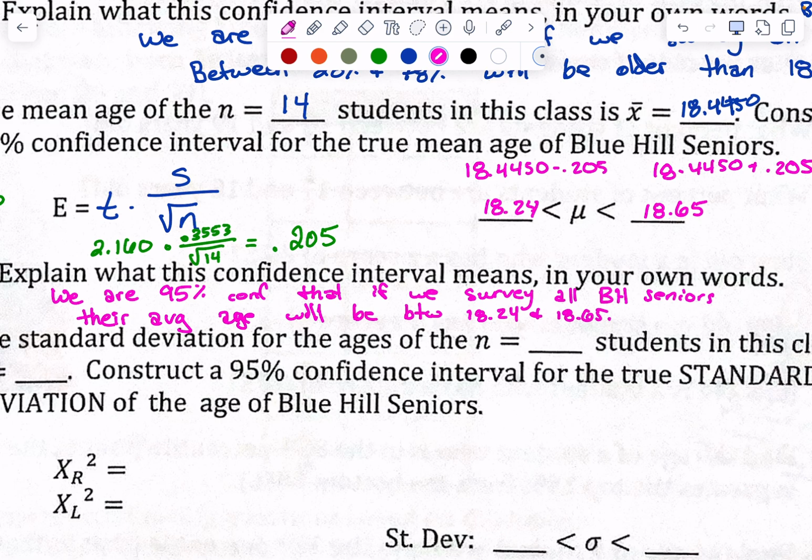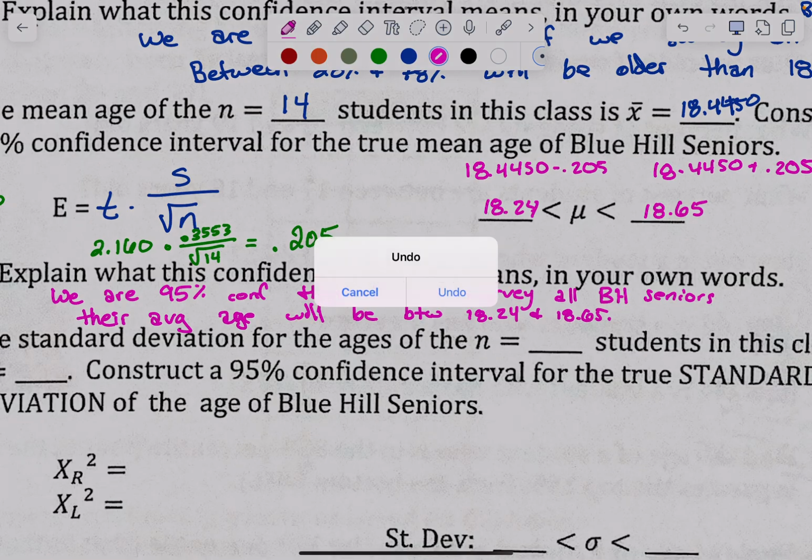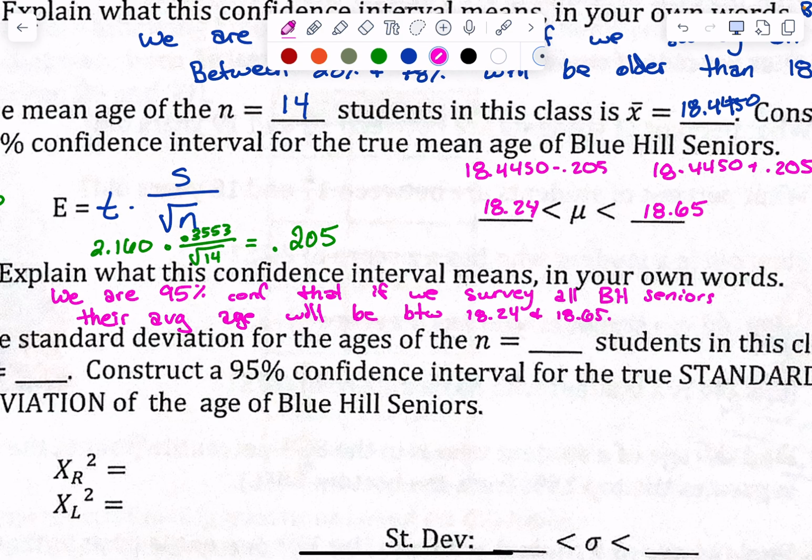Now, that may not be true because if we survey all Blue Hill seniors, we've got Daniel in there, and Daniel's going to pull the average way down, right? But maybe not enough to be below 18.24, I don't know. But I'm going to guess you guys are going to be closer to this number than this number if we survey all of you, right? Daniel's going to pull that average down because he's young. He's like just turned 17 not too long ago.